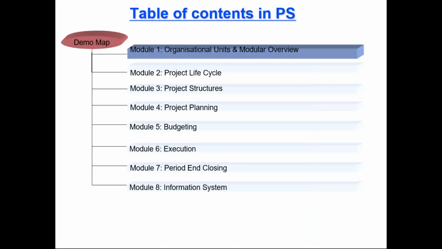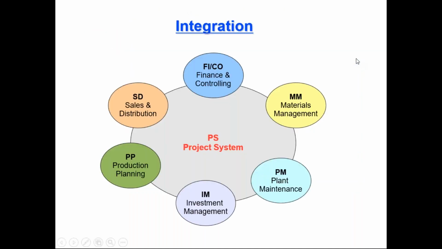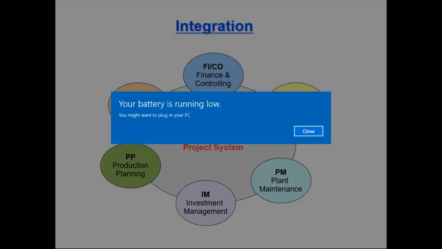Organization, unit, and modular overview. So this is what the table contains. Anywhere it is integrated with QM, quality management, yes, it is integrated. Let's say when we are receiving any material from any vendor, this material has to be sent to our quality unit. They will inspect it, and once it is approved, then only it will move to my project site.